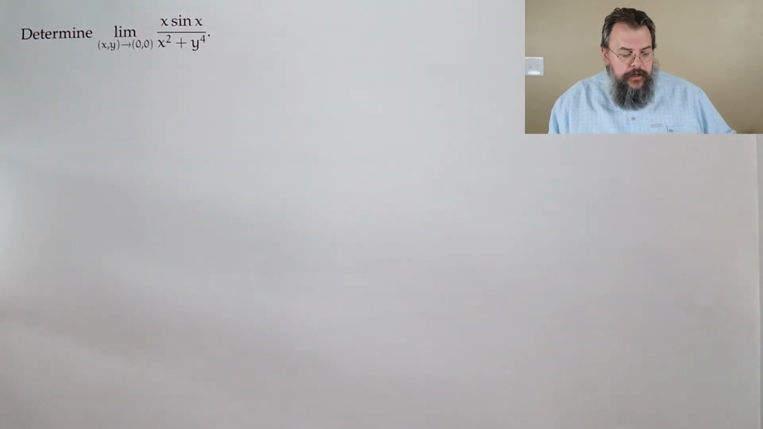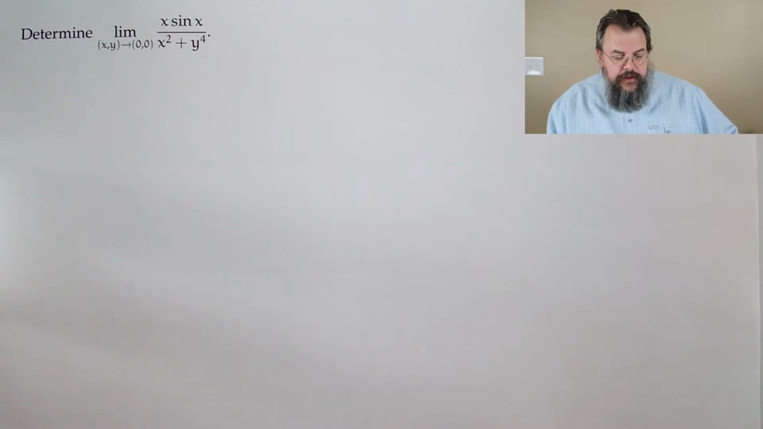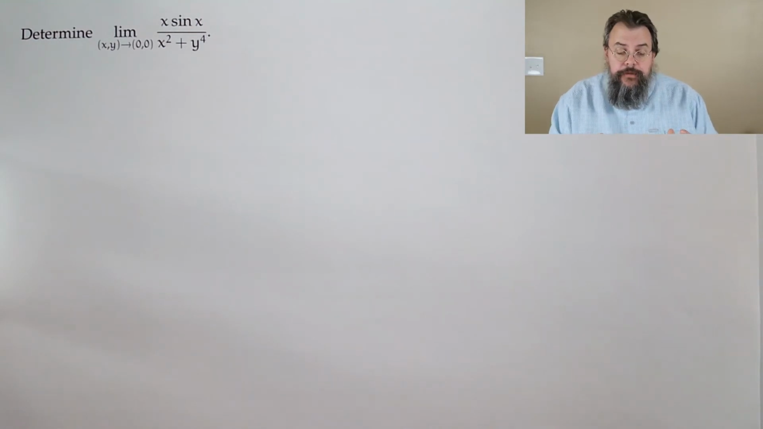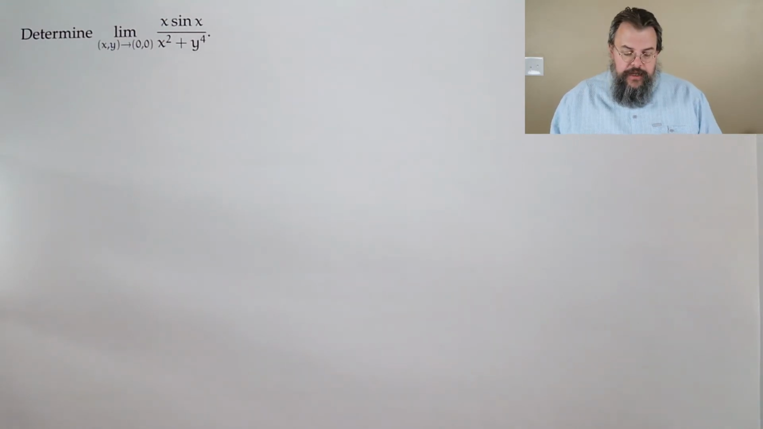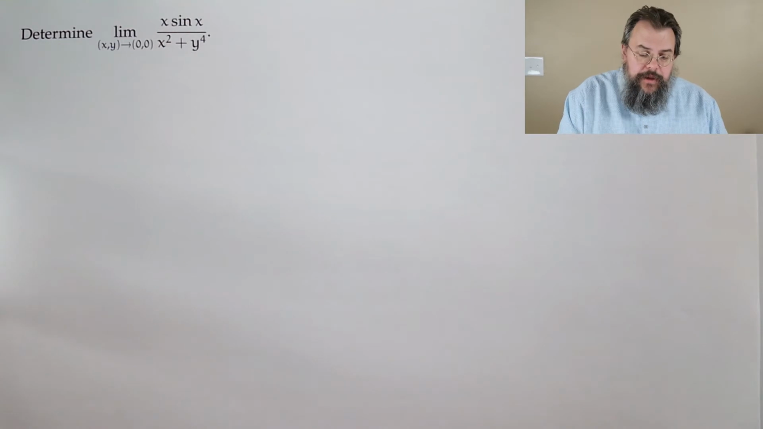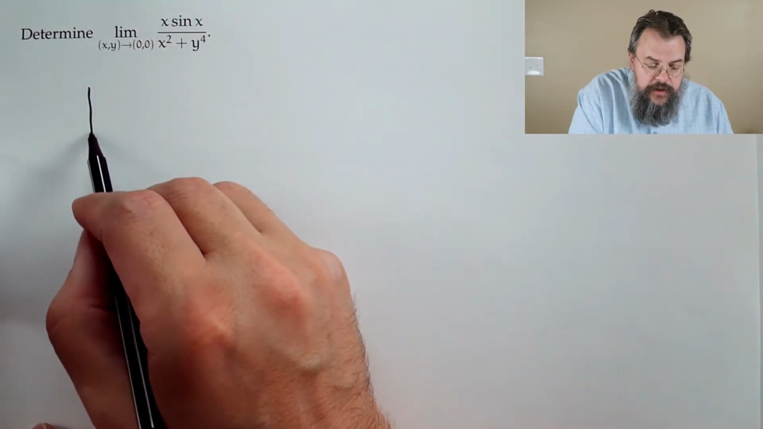Determine our limit as (x,y) goes to (0,0) of x sin x over x squared plus y to the fourth. Okay, what can we do? Well, let's go along our axes again and see what we get. When in doubt, if you don't know anything, see what's happening along the axes. That can oftentimes be a good place to start.